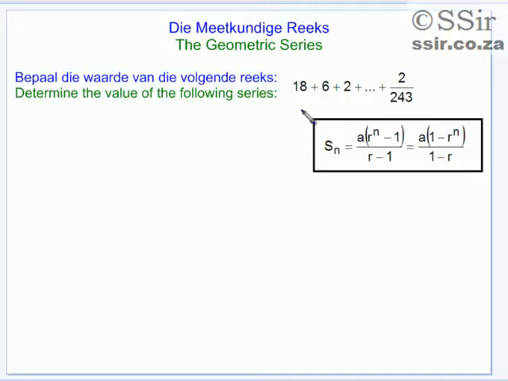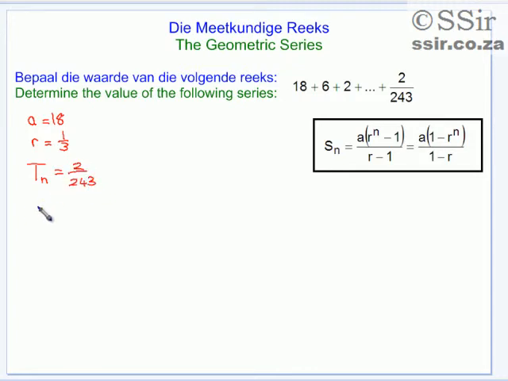Determine the value of the following series. The first term is given as 18, so a is 18. Then we see that we have a constant ratio, so it is a geometric series. What is the value of r? 6 divided by 18 is a third. In the same way, 2 divided by 6 is a third. And then the last term, let's call it the nth term, is 2 over 243.